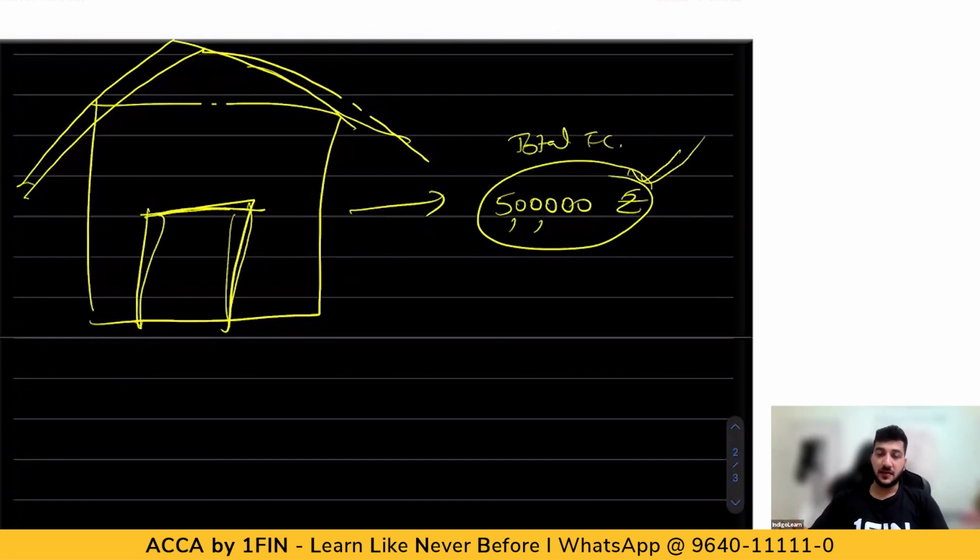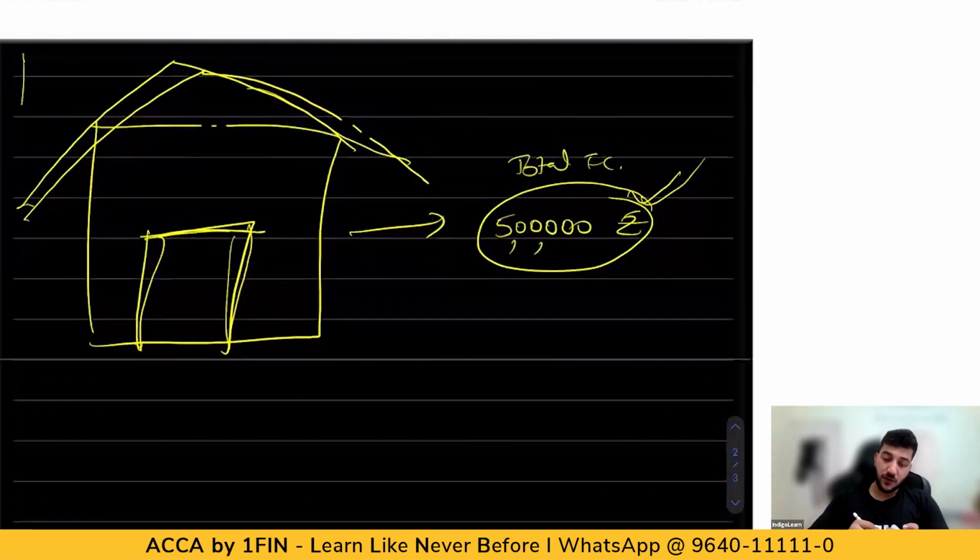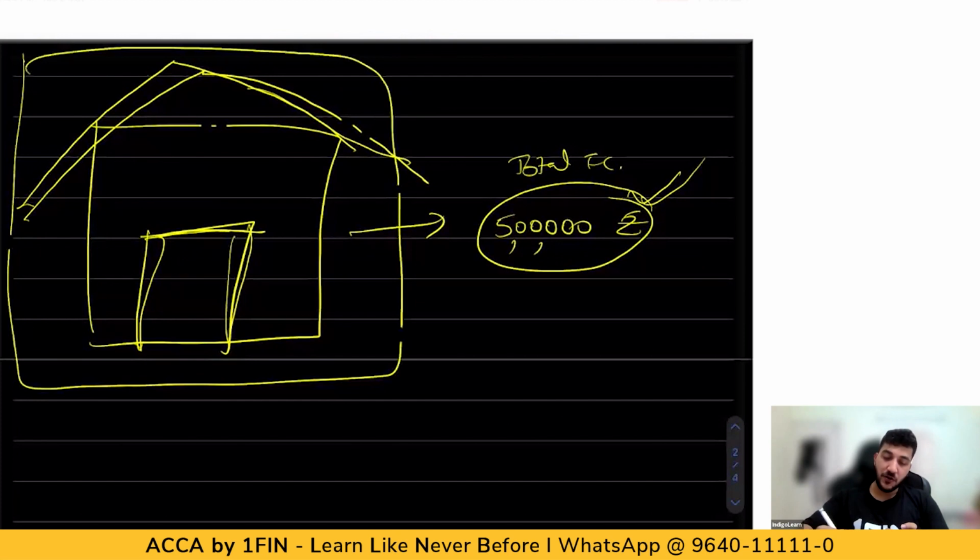But the problem is not that. The problem is what? Then you calculate something called contribution without considering the cost involved over here.